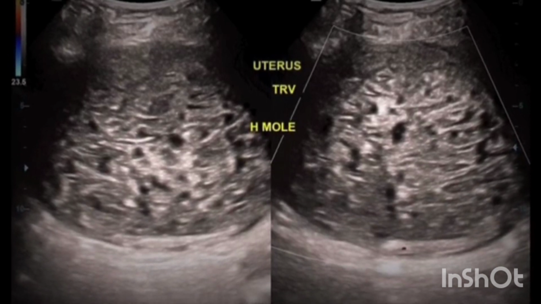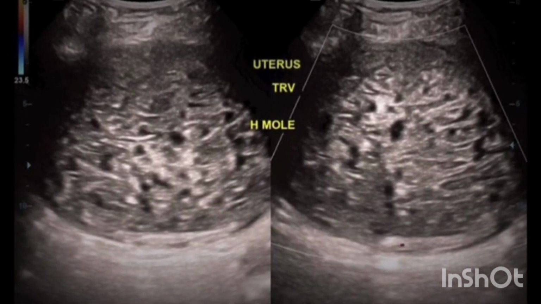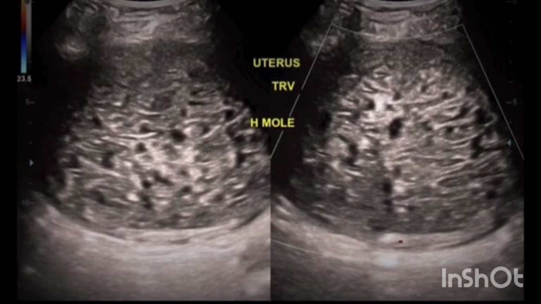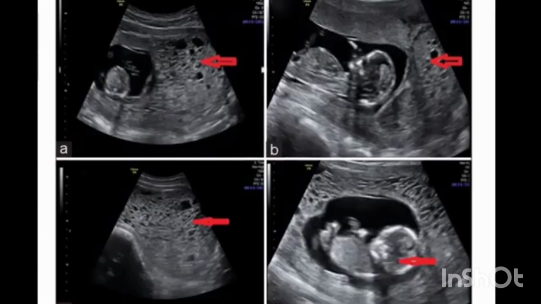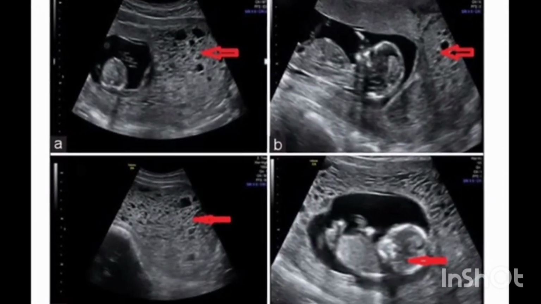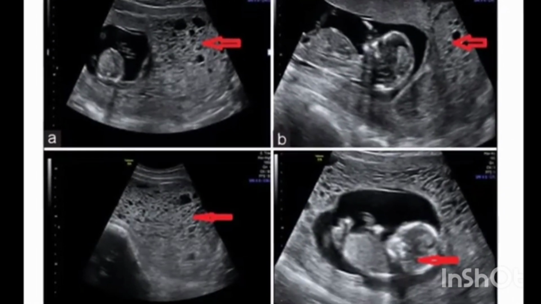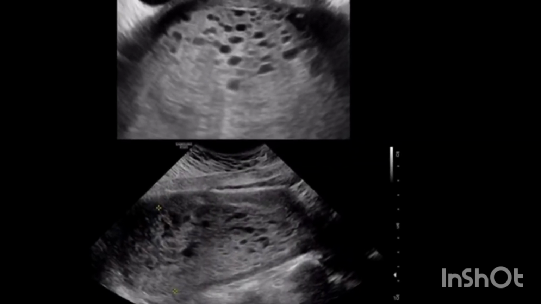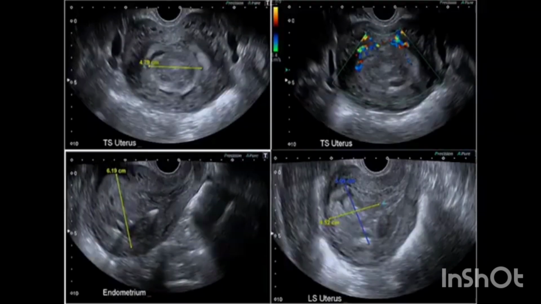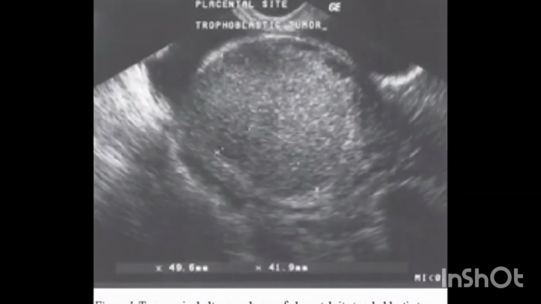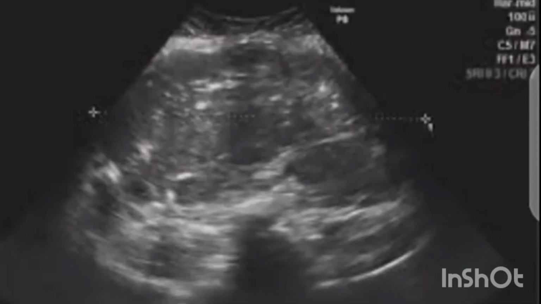Trophoblastic diseases. The World Health Organization classification divides trophoblast diseases into pre-malignant and malignant forms as shown. 1. Pre-malignant. These include partial molar pregnancy and complete molar pregnancy. 2. Malignant. These include invasive mole, choriocarcinoma, placental site trophoblastic tumors, and epithelioid trophoblastic tumors.